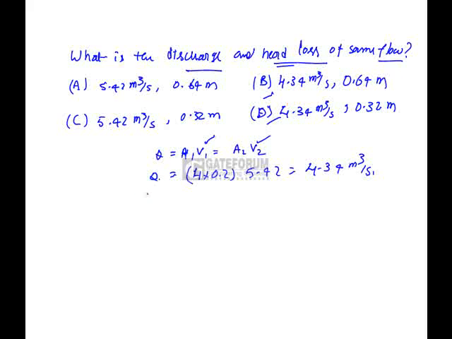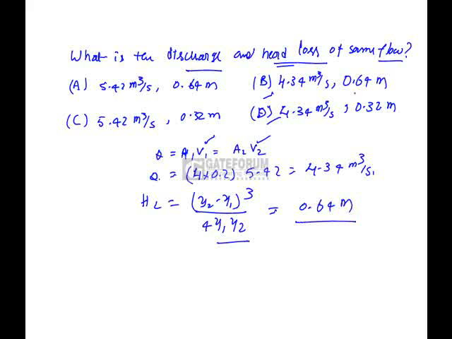In this, head loss HL is equal to (Y2 minus Y1) whole cube divided by 4 Y1 Y2. By substituting the depths before and after the jump, we can get the value of 0.64 meters. That is, option B is correct.